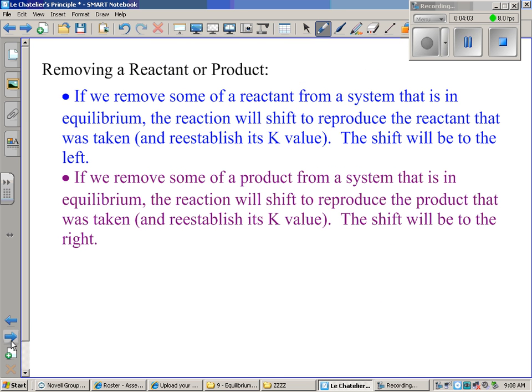Now, removing a reactant or product is the exact same idea. If you remove a reactant or product, it's going to want to replace the lost substance. Okay, so let's say we have, again, a real simple idea of A in equilibrium with B, and let's say we take away some A. If we take away A, the issue is we don't have enough A.